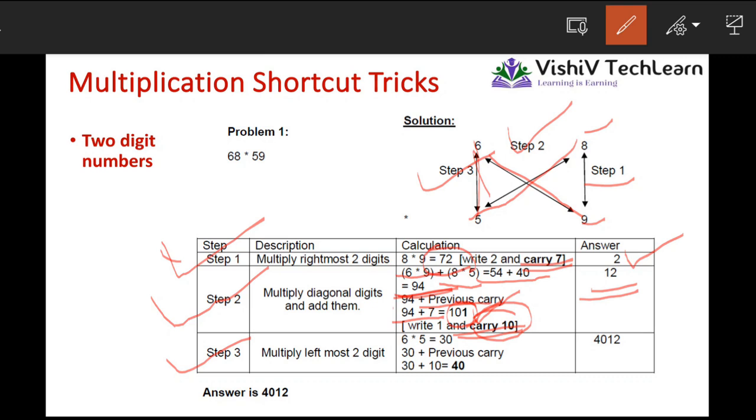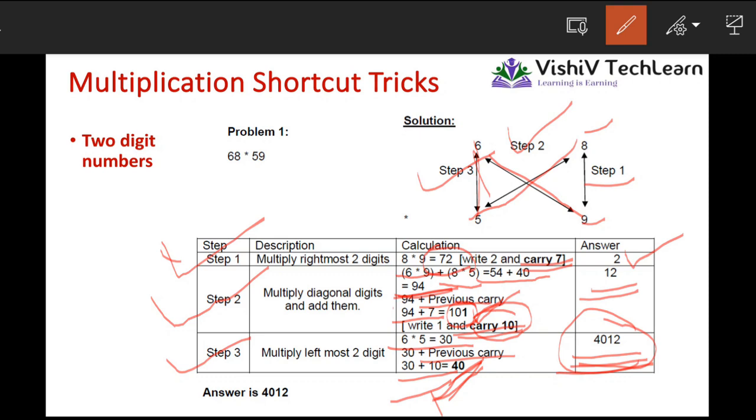Now in case of step 3, we have to multiply 6 and 5. So multiplying 6 and 5 gives the answer as 30 plus the previous carry 10, and thus this gives the answer as 40. Since there are no further steps, step 4, step 5 in this case, only 3 steps are there, this 40 as it is we can write as the remaining part of the answer. So the final answer will be 4012.